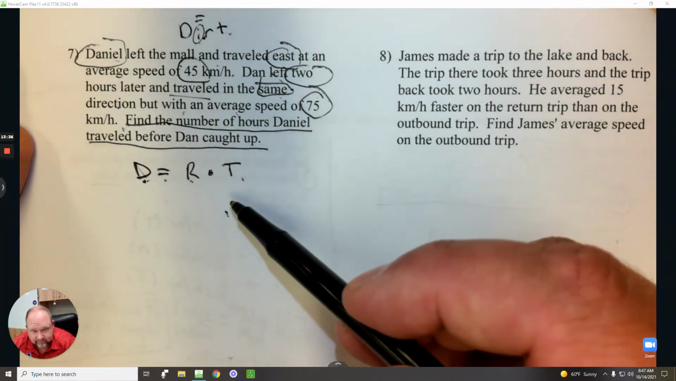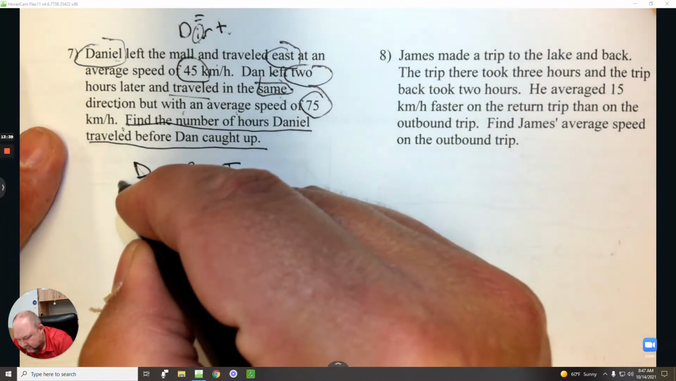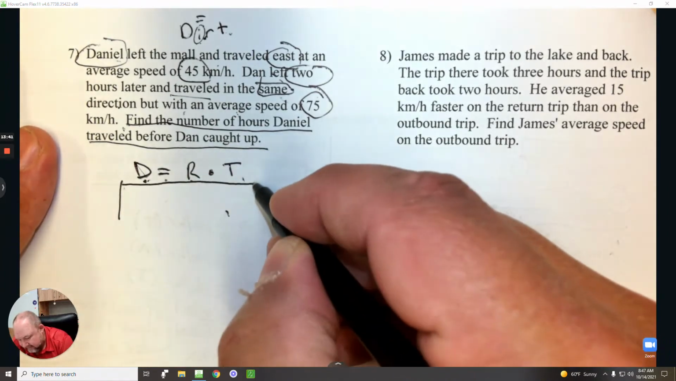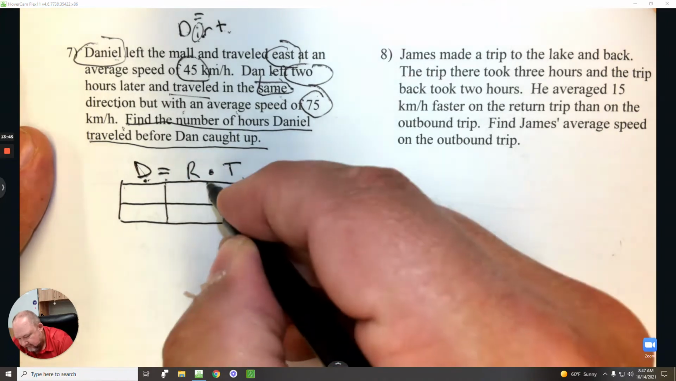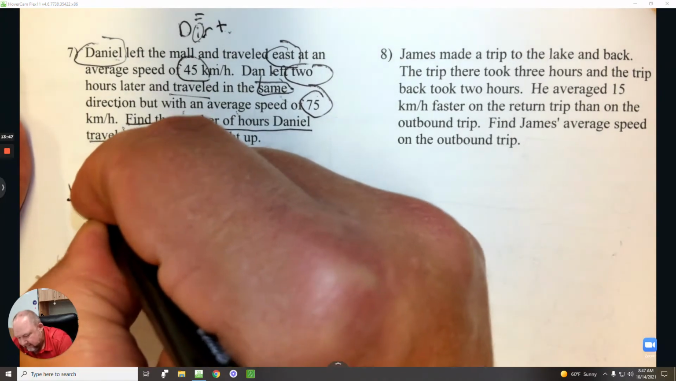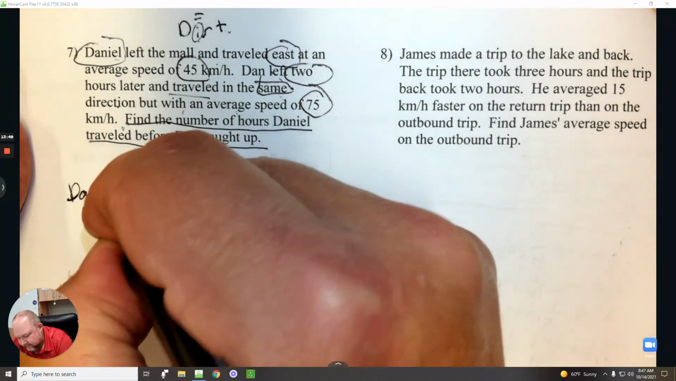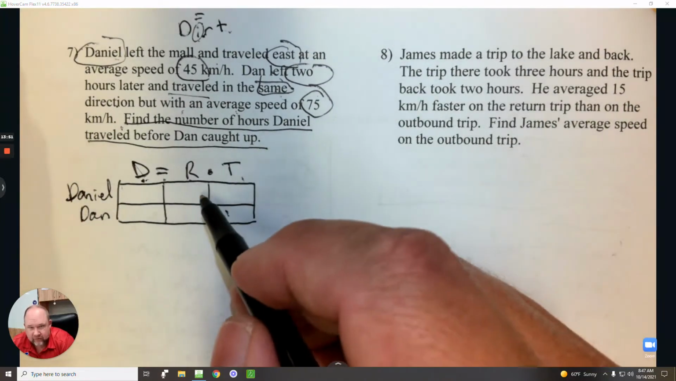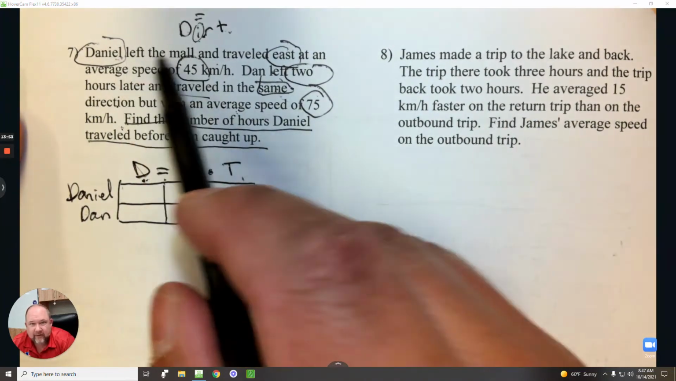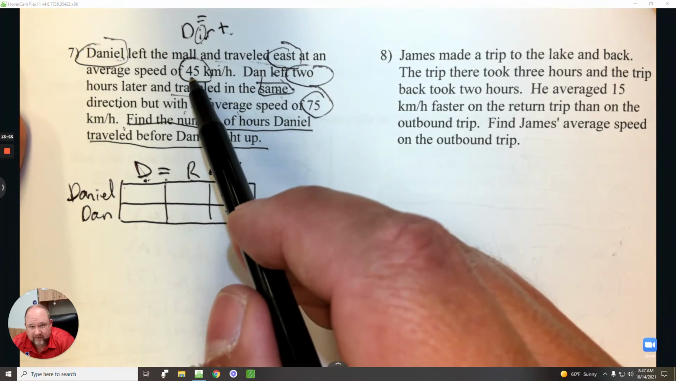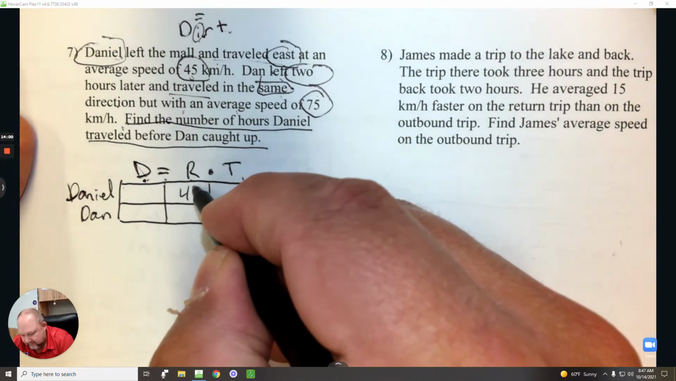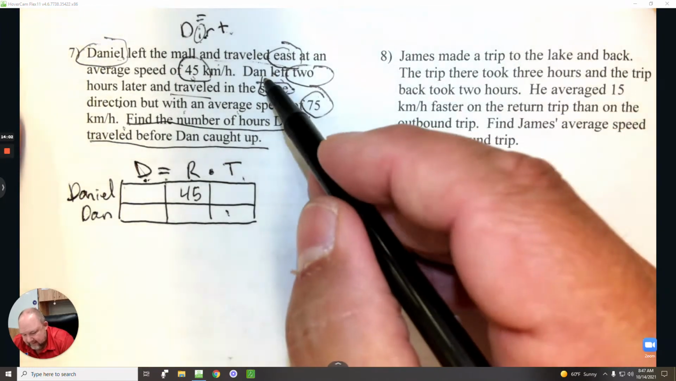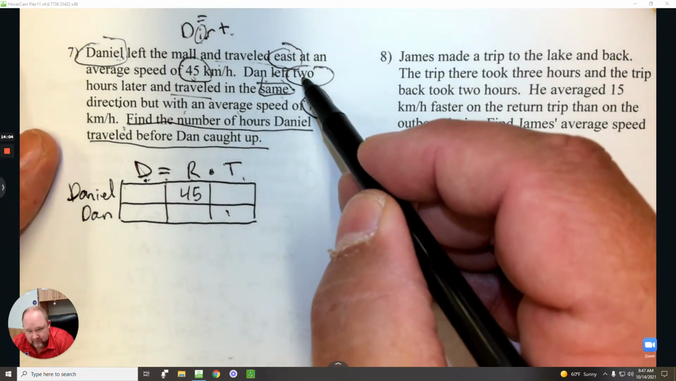I'm going to create a bit of a chart to organize the information because we have 2 people here. Now, the first person is Daniel, and the second person is Dan. And then I'm going to read and fill in this chart. So, Daniel left the mall, traveled east at a rate of 45 kilometers per hour. That's rate, speed. So I know how fast Daniel's going.